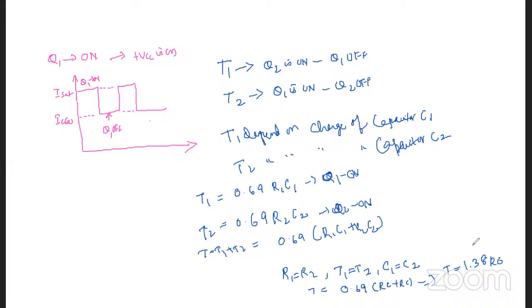From this, we can calculate the frequency of oscillations of this astable multivibrator. Frequency is nothing but the reciprocal of the time period, which will be equal to 1 by 1.38 RC. If we calculate this, you generally get around 0.7 by RC. So this is the case of the astable multivibrator.